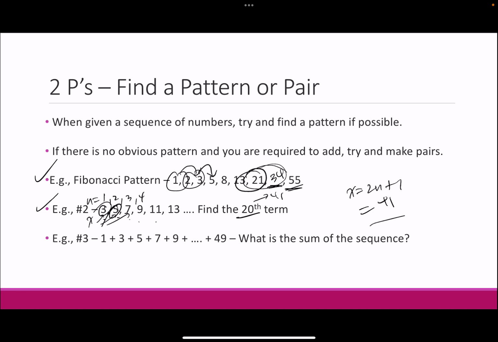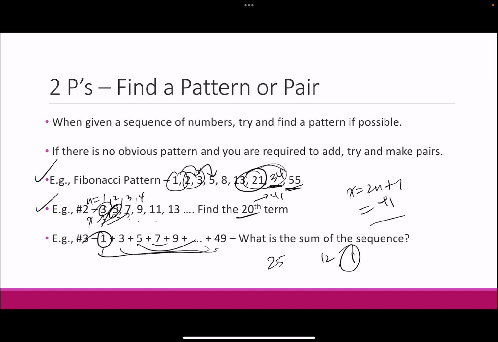Now, with our addition sequence, what we want to do is make pairs. So I can either make pairs with these extremes. How many numbers do I have though? I have 25 numbers. So I can make 12 pairs, and I'm going to have 1 left out though. I don't want to make pairs with extremes, because what that's going to result in is I'm going to get to the middle and not know what that one leftover term is.